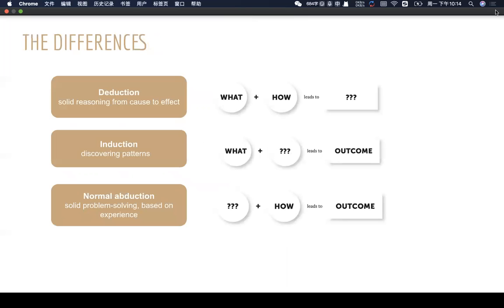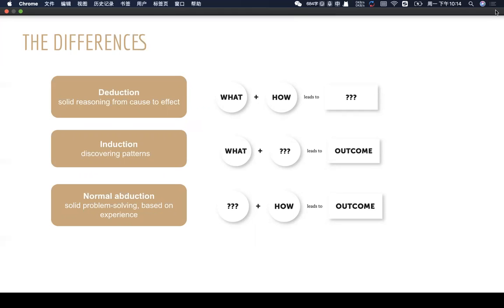For deduction, we know the elements in the situation and we know how they will interact together. This knowledge allows us to reason towards an outcome. For induction, we also know the elements in the situation and we know the outcome of their interactions. The point is that we need to figure out how they interact with each other.